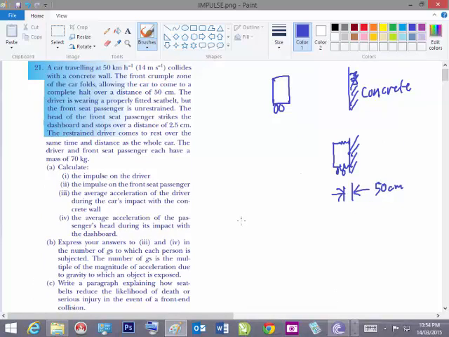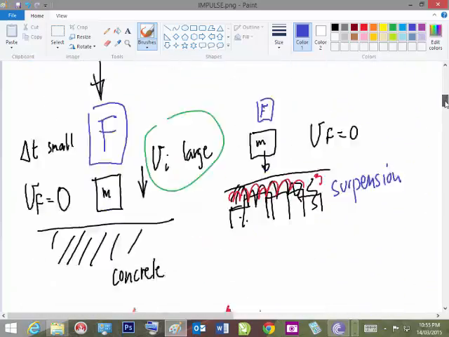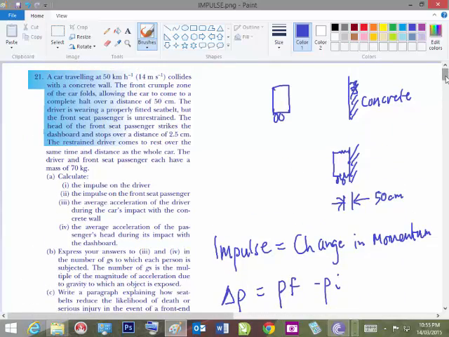Remember that impulse equals change in momentum. The change in momentum is Pf minus Pi. We'll bring the calculation down here. Copy the whole thing, all this information down.